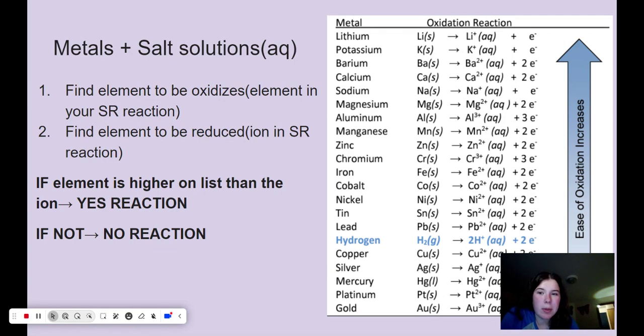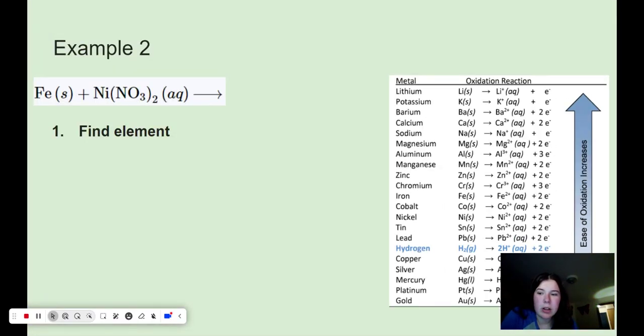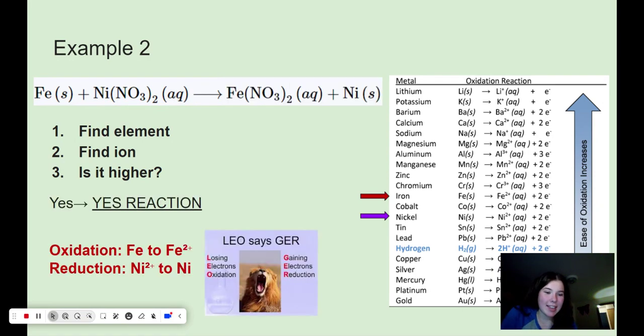Okay, we're going to do the same exact steps, but it's going to be metal with an aqueous salt solution. So first find the element, in this case it's iron. Next find the ion, which is nickel. Is iron higher than nickel? Yes! So a reaction will occur. And Leo the Lion says, GER, find what was oxidized and which one was reduced.